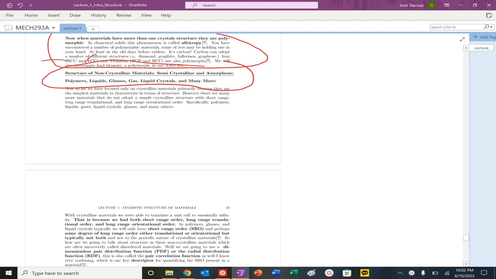Hi everyone, we are going to finish up this first introduction to structure by talking about how we characterize non-crystalline materials, specifically semi-crystalline and amorphous materials. These types of structures correlate to quite a few different materials, so polymers, liquids, glasses, and many more.